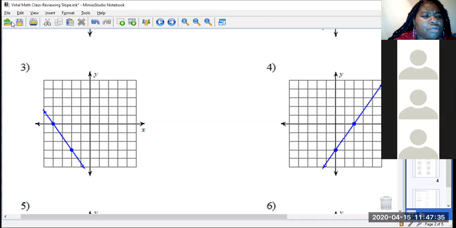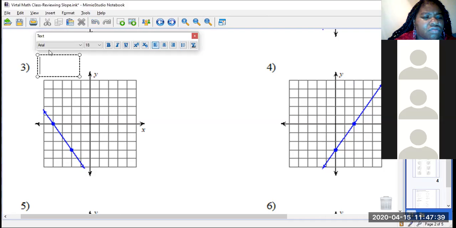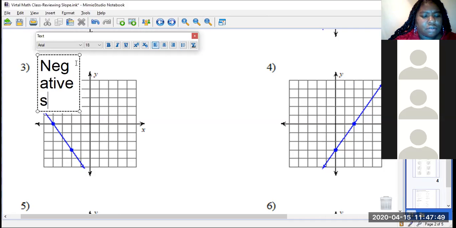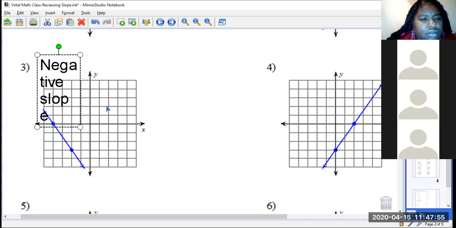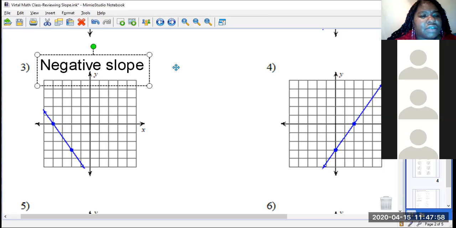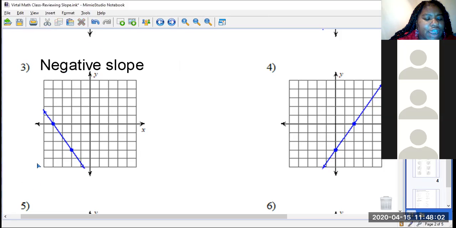All right. Number three. What kind of slope you got? That's a negative. Isn't that undefined? No, oh yeah, it's negative. It's on the left. Yeah, it's a negative slope. It's negative because remember, the further right that we go, the more it is going down.